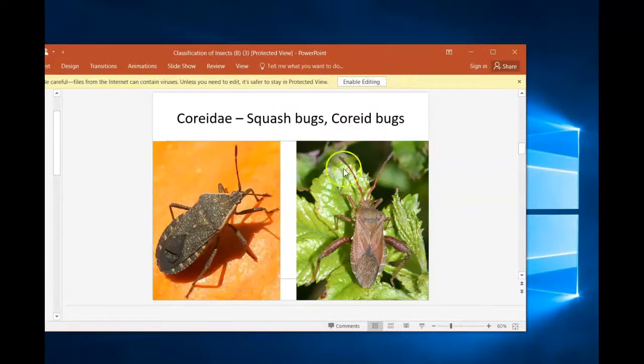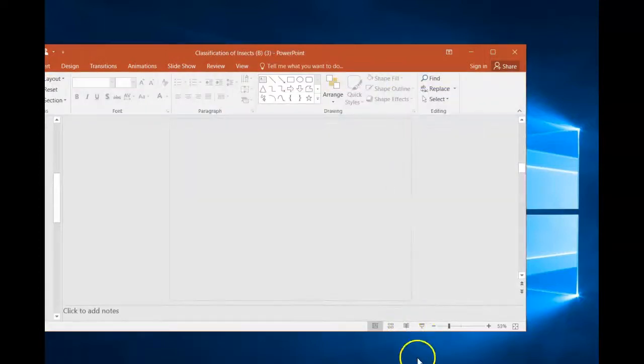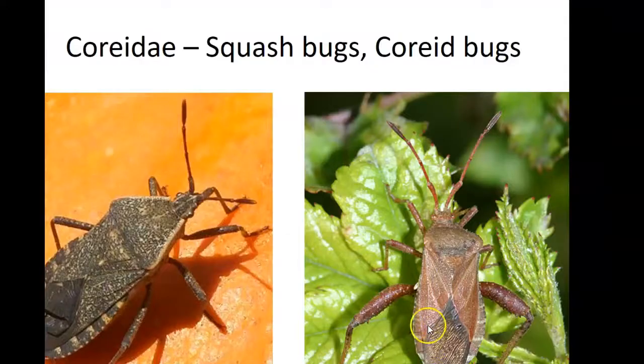Okay, and then the next one that we're going to would be our squash bugs, or the chorid bugs. With the squash bugs, again, when we look at them, the squash bugs have the X's on their back. We can see the hard part here with the X across their back, and the more see-through portion in the back of their wings.